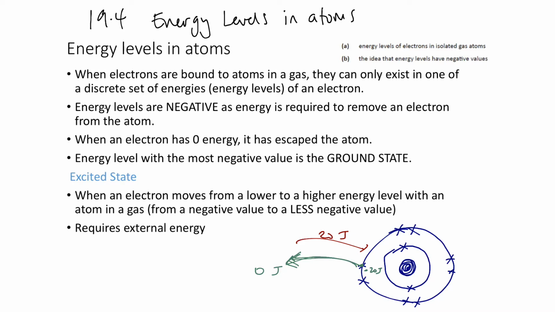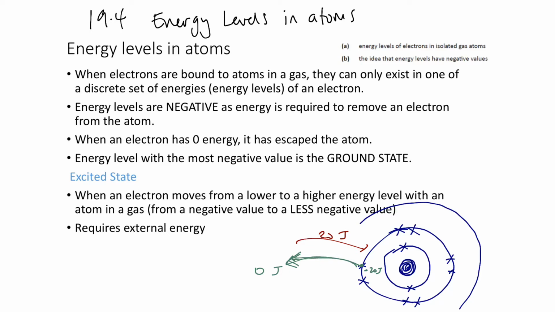We also refer to something called an excited state. So when an electron moves from a lower to a higher energy level with an atom in a gas, we call that the excited state, and it requires external energy. So what I mean by that is sometimes you might want to move an electron, or an electron might move itself, to another energy shell.